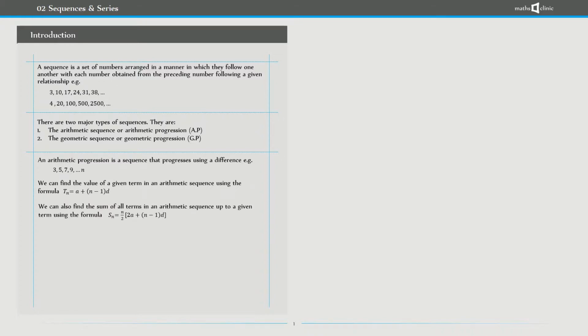Okay, we can also find the sum of all the terms in an arithmetic sequence up to a given term using the formula Sn equals n over 2 multiplied by (2a plus (n minus 1)d). Okay, and similarly, n is the given term. For example, if I ask you to find the sum of all the terms of an arithmetic sequence up to the 7th term, n would be 7, okay, and a is the first term of the sequence and d is the common difference, okay.